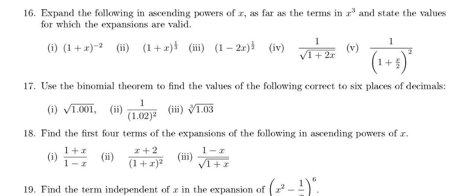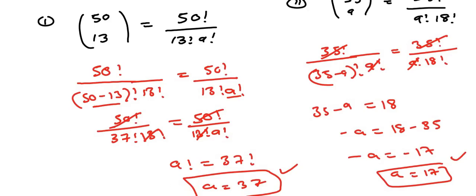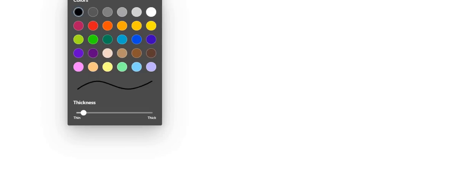And your number 16. They are saying expand the following in ascending powers of x as far as the term in x to the power 3 and state the values for which the expansion is valid. So here I'm just going to show you, first of all, this is perfect, it's already in a proper order, because the formula we need to use, this is still under binomial theorem, but when the power is either a fraction or a negative, the first term has to be a 1. So this is the expression we're supposed to use.